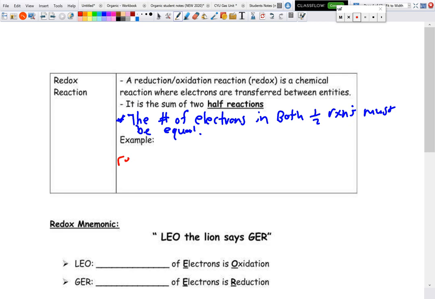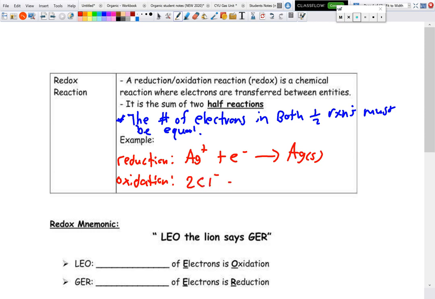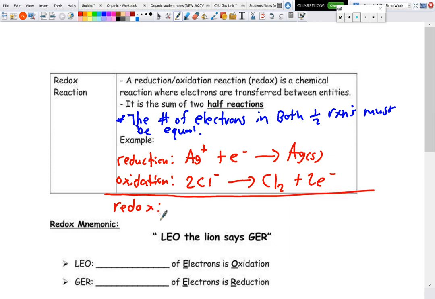So for example, if we had our 2 examples from the previous page, we had our reduction half reaction, which was our silver example, and we had our oxidation half reaction on the previous page. So now if we want to get our redox, by adding those 2 together, that is what we call a redox when we add our reduction and oxidation half reactions together.